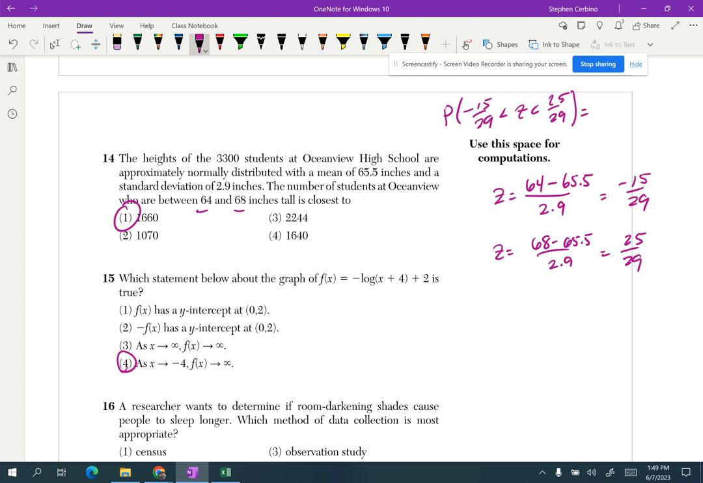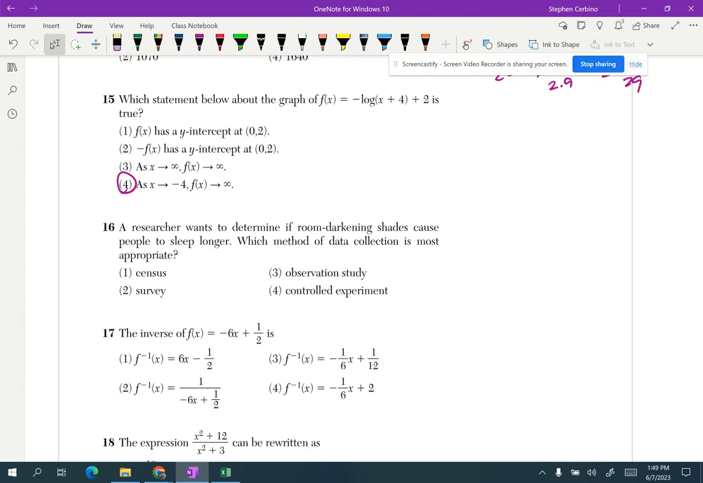Number 16 is talking about a researcher, and they want to know if room darkening shades cause people to sleep longer. We are looking for cause and effect. The only thing that we can do to cause an effect is a controlled experiment.